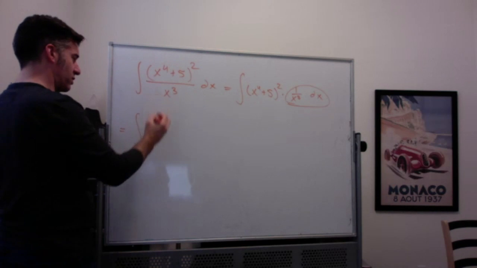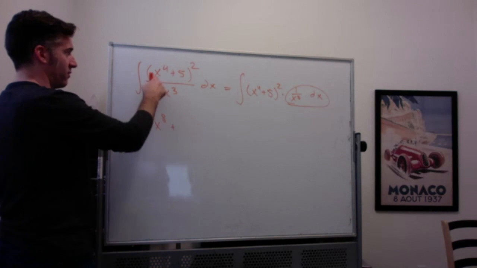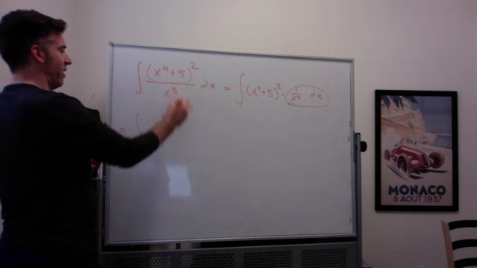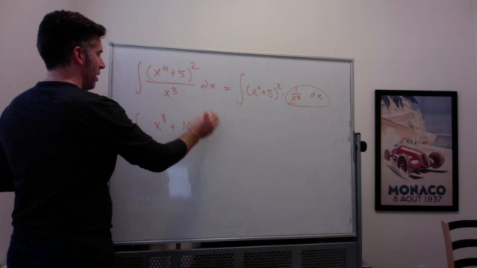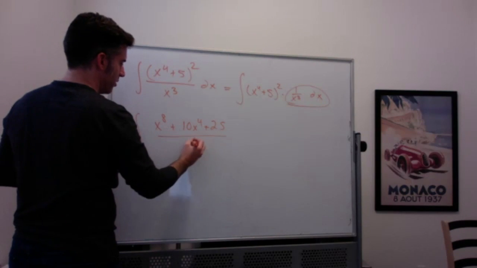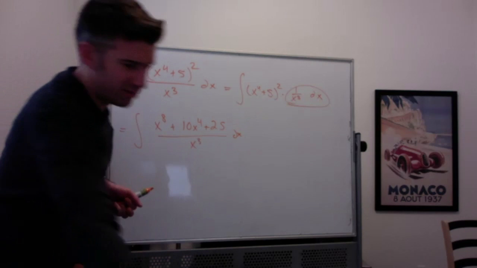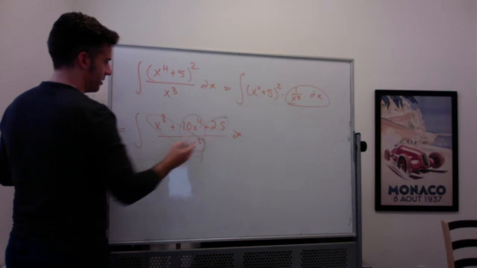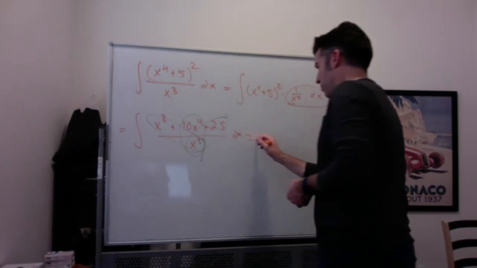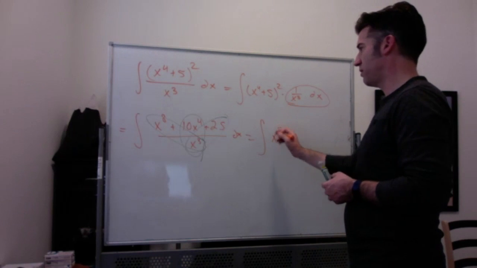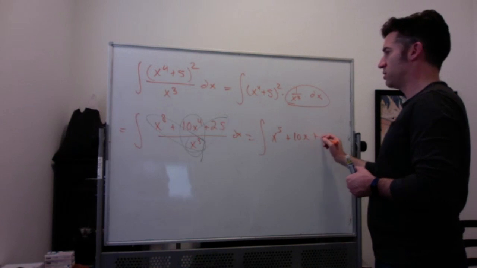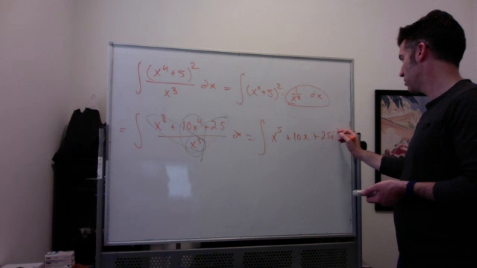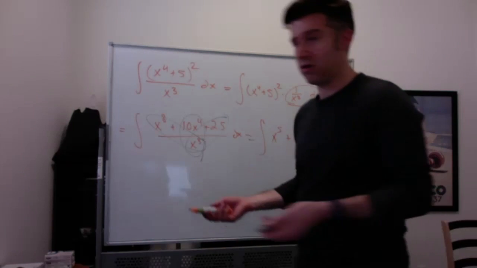Multiplying out something squared, you get the first thing squared, so x to the 8th, plus 2 times the first thing times the second, using the pattern from before. 2 times x to the 4th times 5 is 10x to the 4th, and 5 squared is 25, all over x cubed. And then I just divide each thing by x cubed. x to the 8th divided by x cubed, 10x to the 4th divided by x cubed, 25 divided by x cubed. So I end up with the integral of x to the 5th plus 10x plus 25x to the negative 3rd dx.